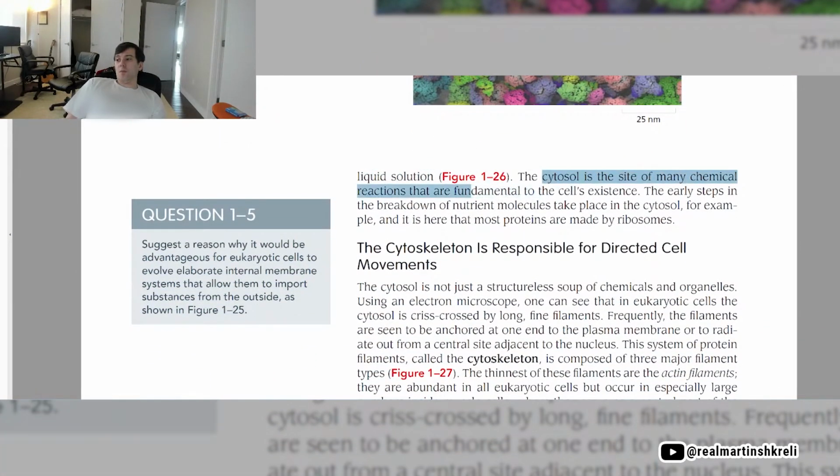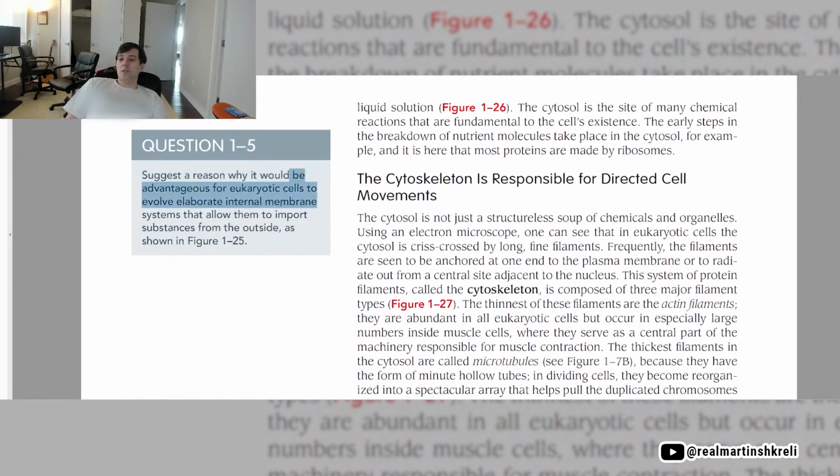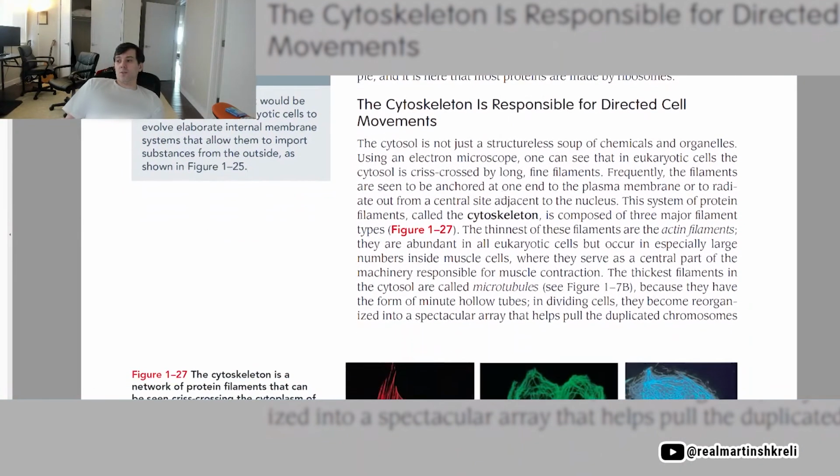The cytosol is the site of many chemical reactions that are fundamental to the cell's existence. The early steps in the breakdown of nutrient molecules take place in the cytosol, for example, and it is here that most proteins are made by ribosomes. Okay. Can you give me a reason why it would be advantageous for eukaryotic cells to evolve elaborate internal membrane systems that allow them to import substances from the outside? I think that's fairly obvious.